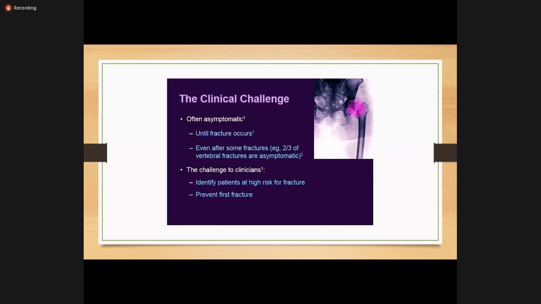So what are the clinical challenges that we have in treating osteoporosis? It's diagnosed late because there's no awareness among the general public. Number 2, it's usually asymptomatic until a fracture occurs. By that time, you are already late; the bone mass has already been lost. Even after some fractures, 2/3 of vertebral fractures are asymptomatic. So the challenge to the clinician: identify the patients who are at high risk for fractures, and prevent the first fracture.